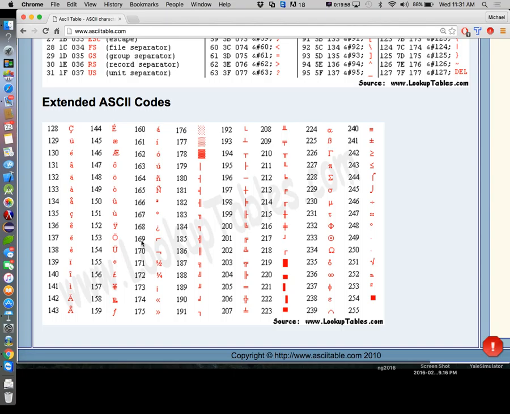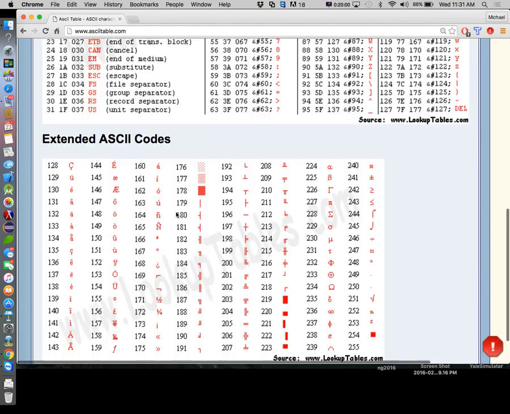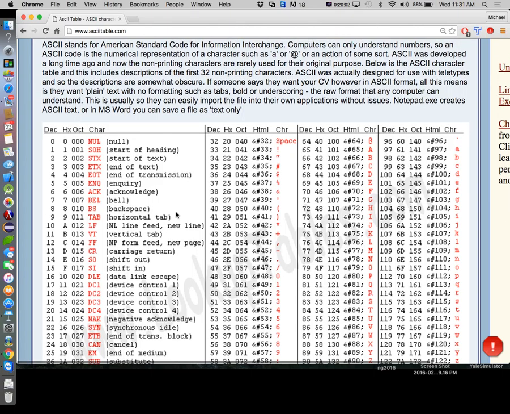But the idea here is that in early software applications, as Americans tend to do, we think the world revolves around us. So given that, why shouldn't only our characters be represented, right?